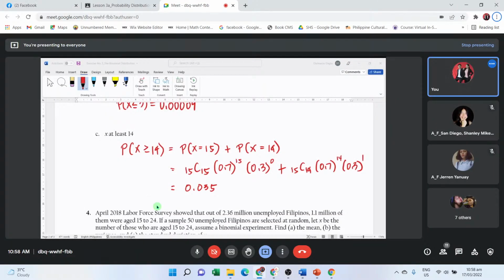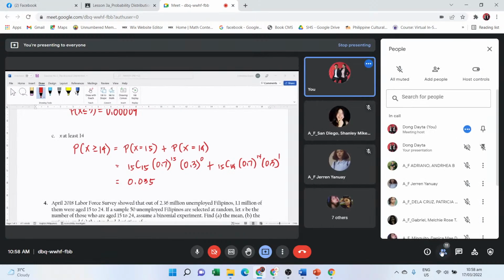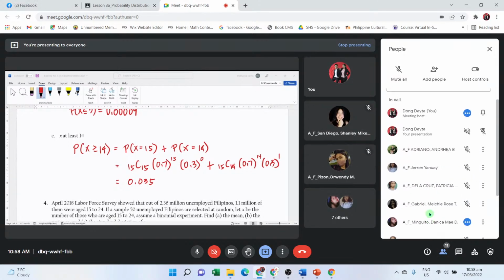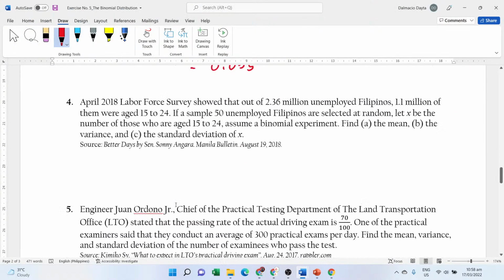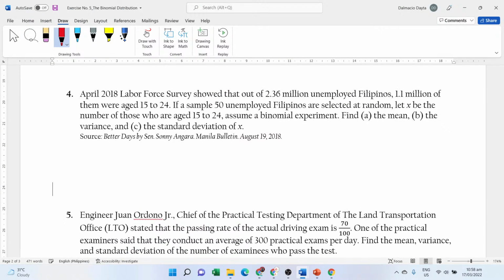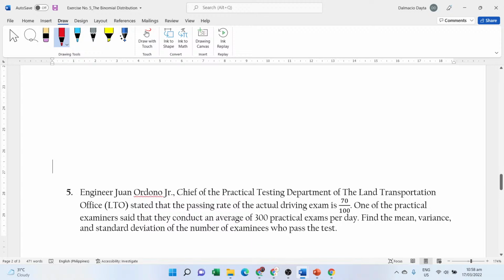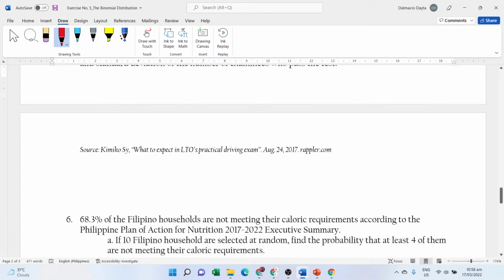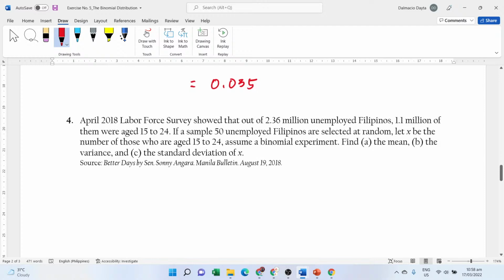Question so far? Everyone? Hello. Nasusundan pa ba? Yes po. Okay, next tayo, number 4. Medyo extend tayo ng oras na. Ilan pa ba to? 4, 5, 6, and 7. Extend tayo konti ng oras, ha?